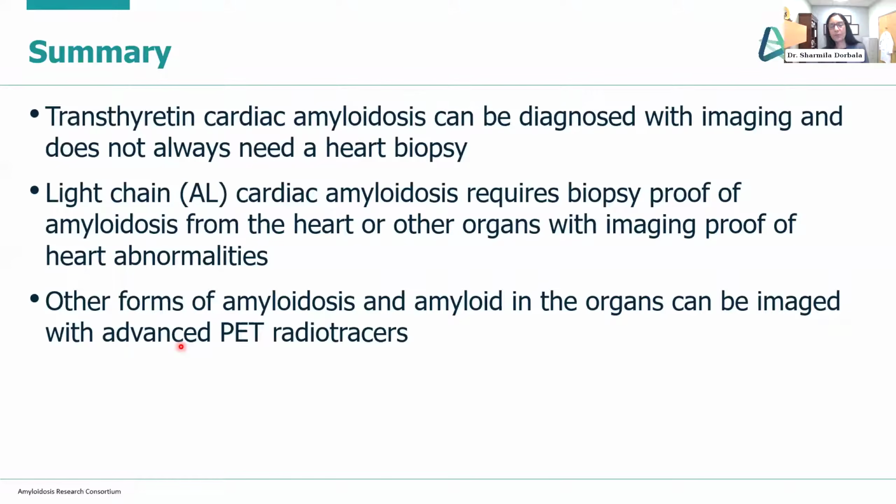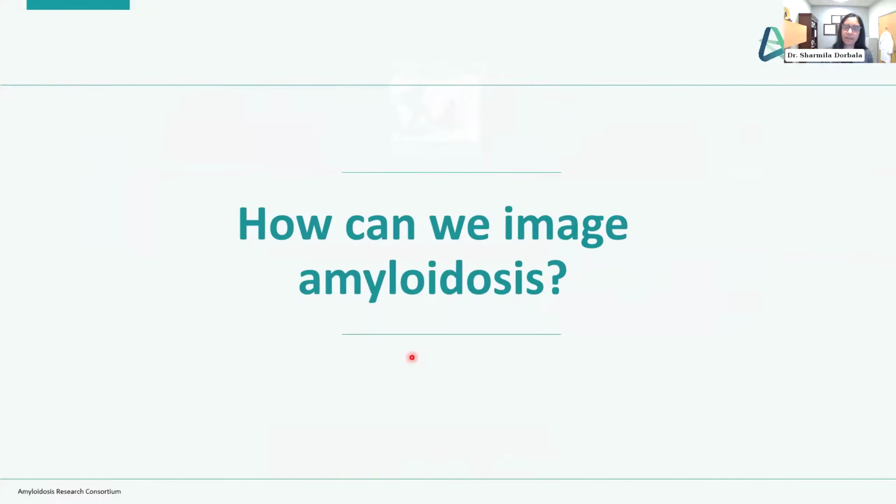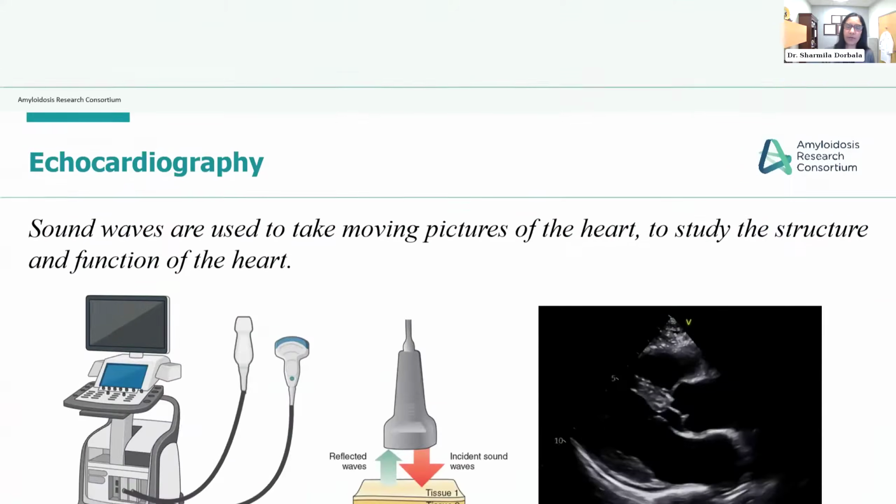What about the other forms of amyloid? These forms, we do need biopsy. Maybe the advanced imaging with PET radio tracers, as we discussed, may be a potential avenue for the other forms of amyloid. So how can we image amyloid?